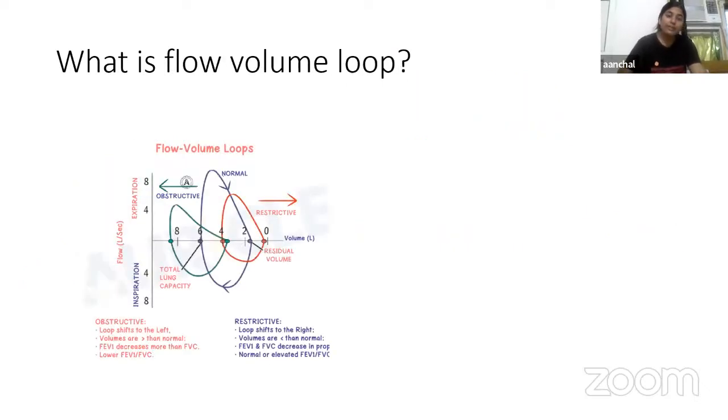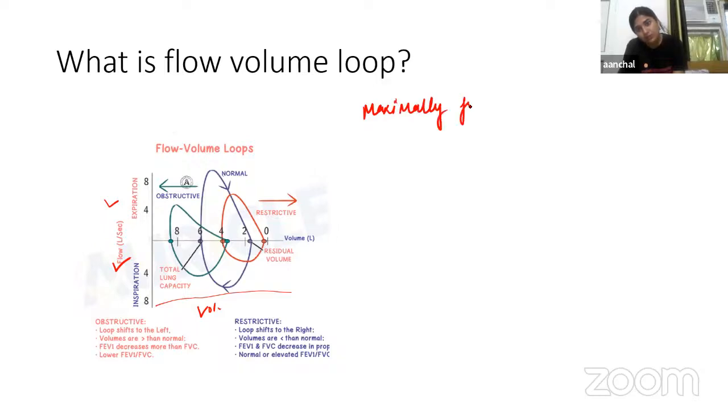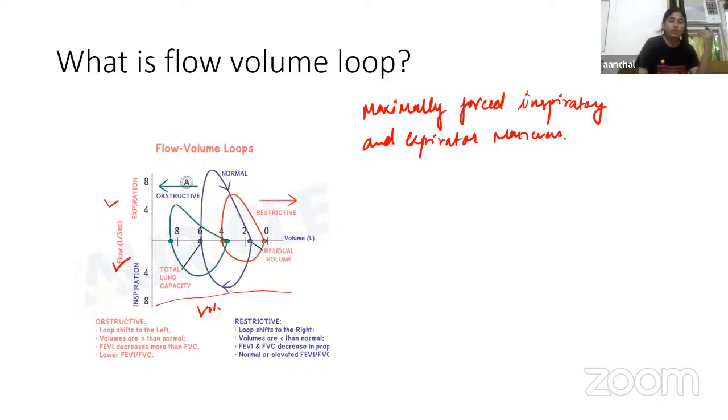Fine. Now, next we have the flow volume loop. So what is this flow volume loop? It is a plot of inspiratory and expiratory flow on the y-axis against volume on the x-axis. We plot these during the performance of maximally forced inspiratory and expiratory maneuvers.